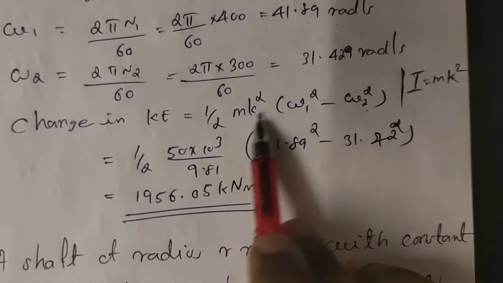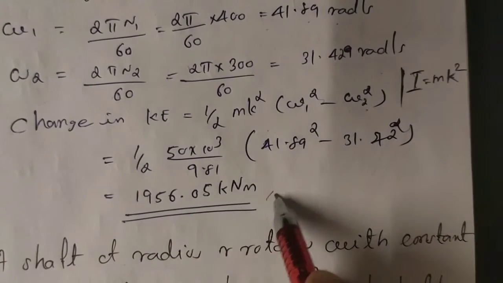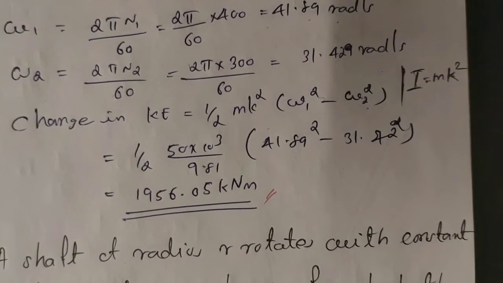Then instead of I we are providing mk square, and then substituting the values, and then we will get the change in kinetic energy. Okay, then thank you.